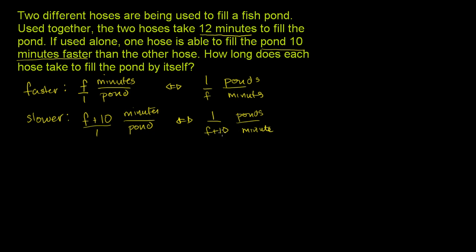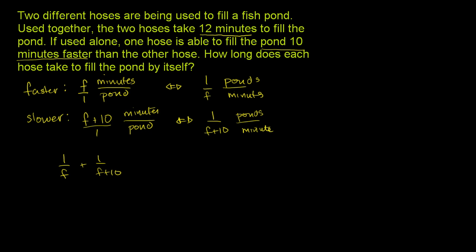If we add these two rates, we'll know the ponds per minute when they're acting together. So if we have 1 over f ponds per minute plus 1 over f plus 10 ponds per minute. This is the faster hose. This is the slower hose. This will tell us how many ponds per minute they can do together.